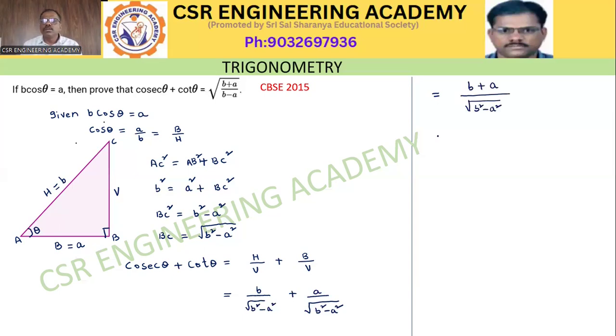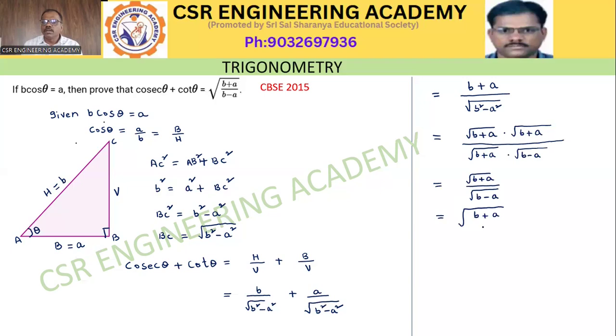b plus a is equal to root of b plus a into root of b plus a divided by, here root of b square minus a square is equal to root of b plus a into root of b minus a, is equal to root of b plus a, root of b plus a cancel, root of b plus a divided by root of b minus a, is equal to root of (b plus a) divided by (b minus a).